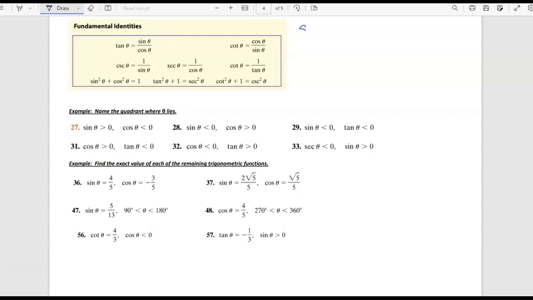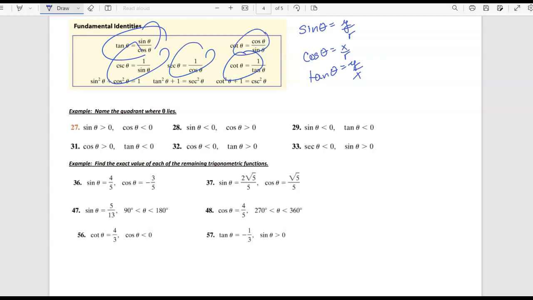And all that really comes from this idea that sine is equal to y over r, cosine is equal to x over r, and tangent is equal to y over x. So we could play around with that stuff and we can derive those five. And we kind of talked about that in another video. So let's talk about a few more.